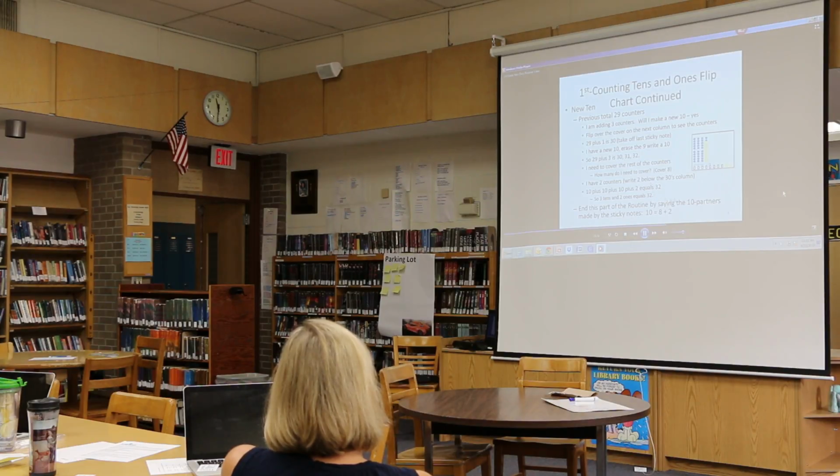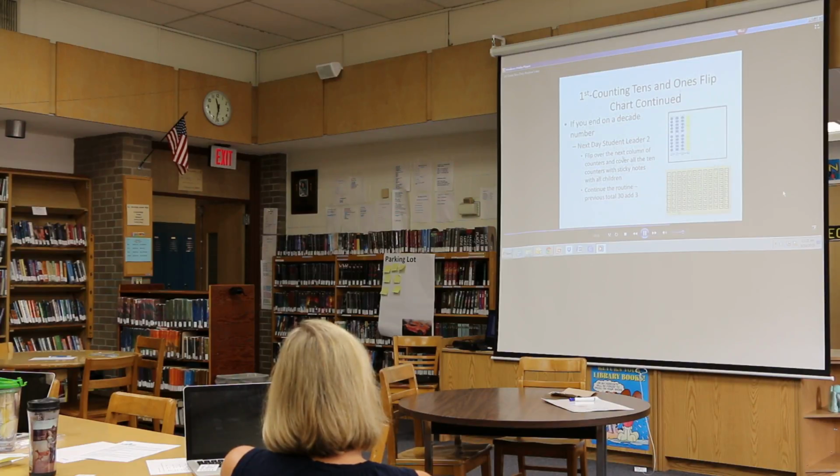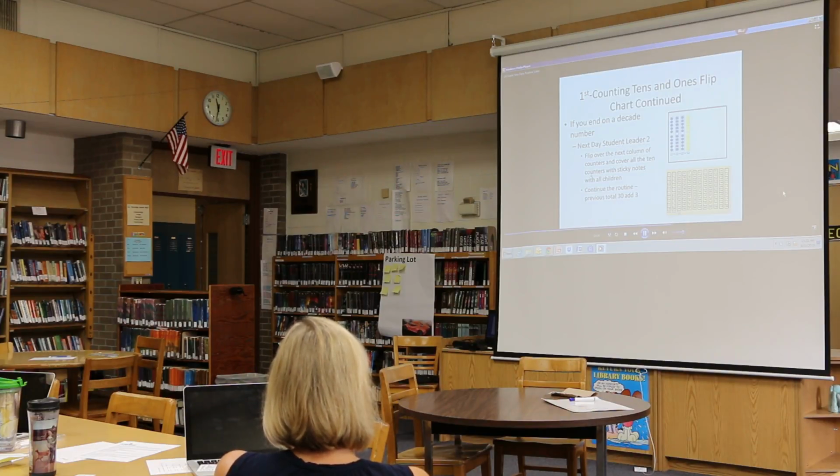And this is part of the routine by saying the 10 partners made by the sticky notes at the bottom. So this would be 10 equals 8 plus 2. If you end on a decade number, the next day the student leader will flip over the next column of counters and cover all the 10s counters with the sticky notes with all the children. Continue the routine. So if the previous total was 30, add 3. Let's see what this looks like in the classroom.